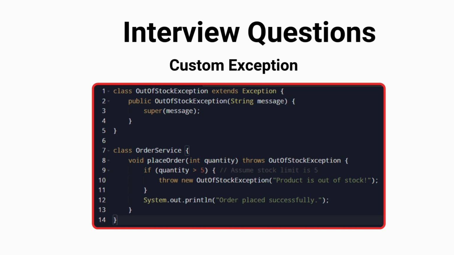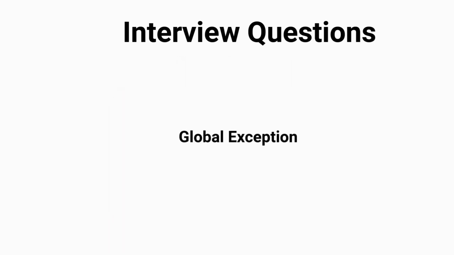and passing the exception message, and creating one more class called OrderService. Inside that I'm having a placeOrder method which has a quantity argument. Also I'm mentioning throws OutOfStockException here. So I'm handling it like, if quantity is greater than 5, I'm manually throwing that OutOfStockException. So this is called a custom exception. So if a user tries to buy more than 5, our custom exception OutOfStockException will be thrown. Then let's see how to handle global exceptions.